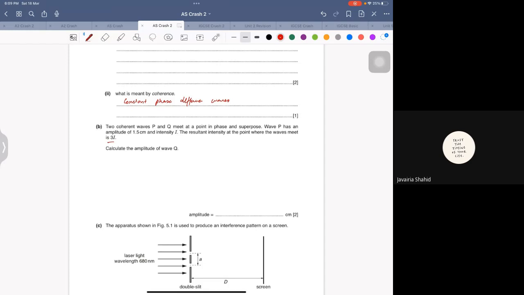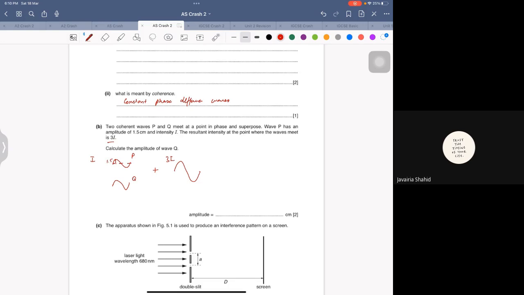Right now we should understand that there is a wave which has an intensity I, that is the P wave, and there's a Q wave that we don't know the intensity of. It says the intensity of the new wave is 3I. So when they meet together, they create a new wave with 3I intensity. We've got to find the amplitude here, okay? The amplitude of this one is 1.5.